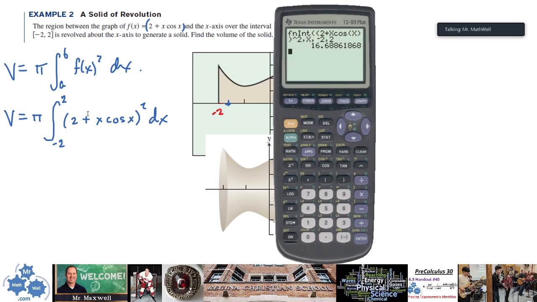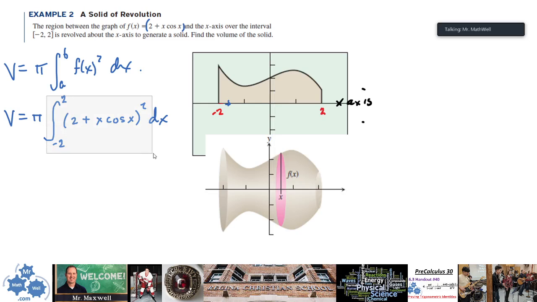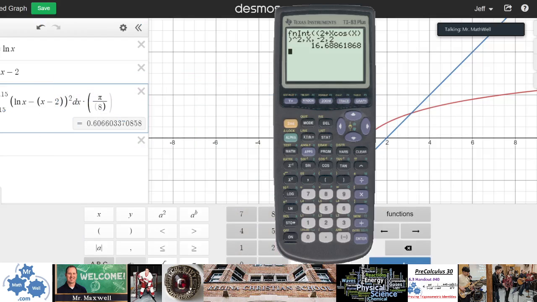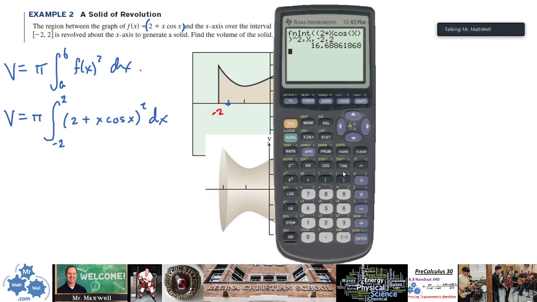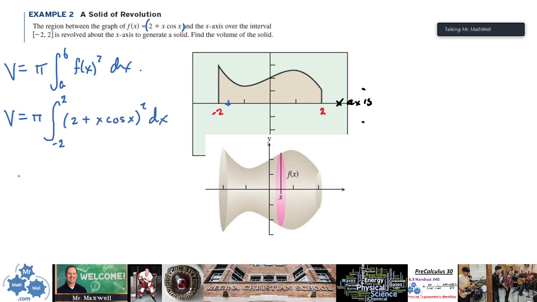Okay, so what we have here is the integral itself before the times pi. This integral itself, that area, is represented by 16.686. Now we'll multiply by pi. Take that and multiply by pi, and we get 52.4288, which I believe is the number we are looking for. So V equals 52.488 units cubed.